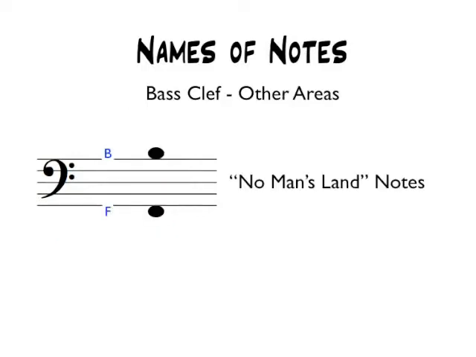Okay, so again, those no man's land notes. The bottom one is F. If you take that bottom line, it's G, and going in reverse order makes that area an F. So you put it in alphabetical order, F, G, and so on and so forth. And then the top no man's land area is a B, because that top line is an A.